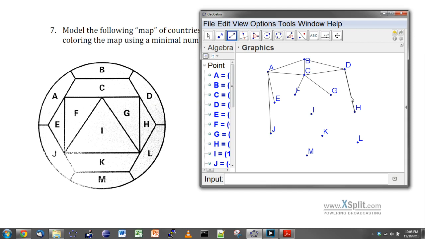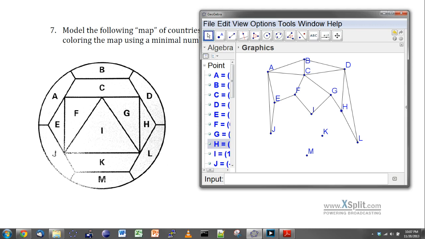A, B, C, D, E. E is connected to F and J, in addition to the A I already did. F is connected to I. Everything else is good. A, B, C, D, F. G is also connected to I. It's also connected to H. E, F, G, H. It's connected to L. I might go ahead and move this H inside so I don't have some crossing edges here.